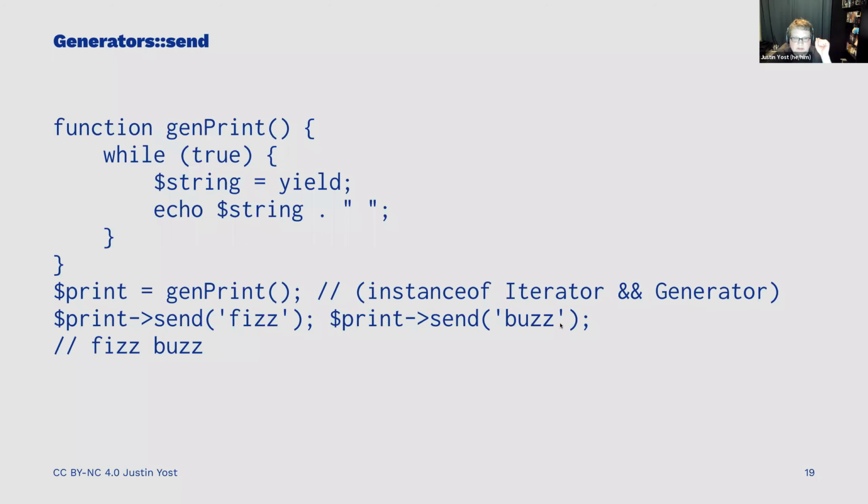We call print send buzz. We push buzz into the yield, so buzz becomes string, and then we echo string and loop back around, pause again, and we don't do anything else since we didn't call anything else. Very, very weird, right? We can pull values out of our generator. We can push values into our generator. We can yield by reference. We can yield key value pairs. We can exit early with a return. Generators are mind-blowing code, trying to understand exactly all the different things occurring inside of them.